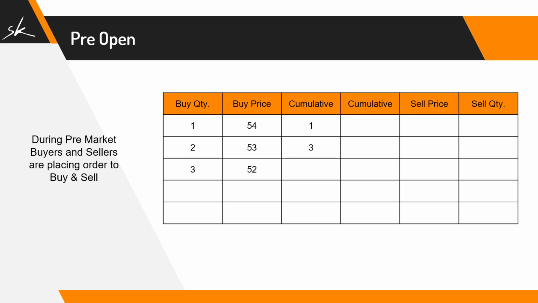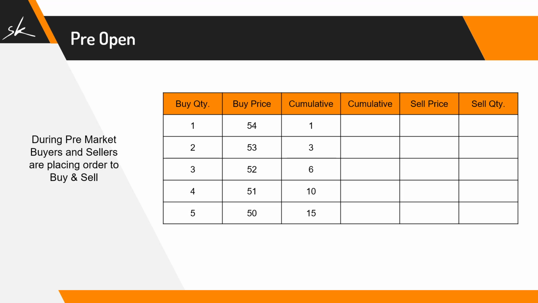Another buyer wants to buy 3 shares at 52 rupees. So the buyer who wanted to buy at 53 will be happy buying 1 rupee cheaper, and the buyer who wanted to buy at 54 will definitely be happy buying 2 rupees cheaper, which makes the cumulative as 3 plus 2 plus 1, which will be 6 shares. Similarly, we have another buyer who wants to buy 4 shares at 51, which makes the cumulative as 10, and we have another buyer at 50 who wants to buy 5 shares, and the cumulative will be 15 now.